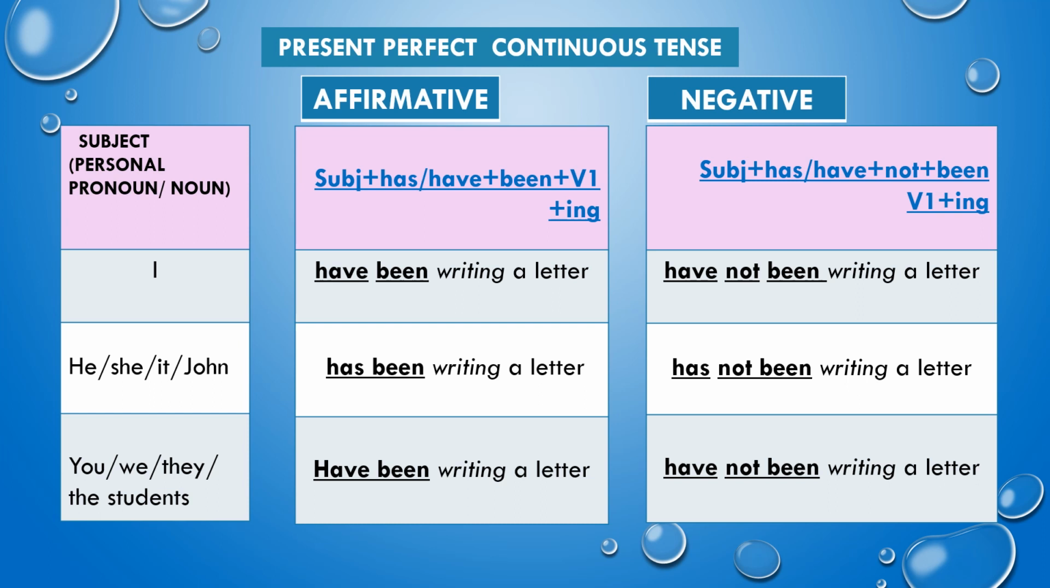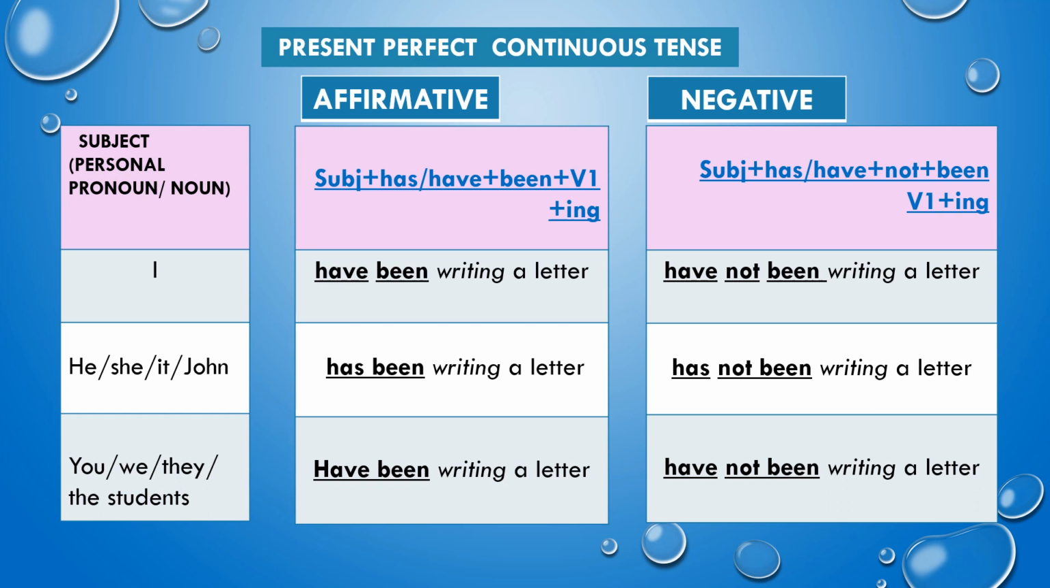If we look closely, comparing it to present perfect tense and present perfect continuous tense, we see that the difference lies in the word been and the verb. In this form of tense, been is added in between the has or the have and the verb, and an ing is added to the first form of the verb.